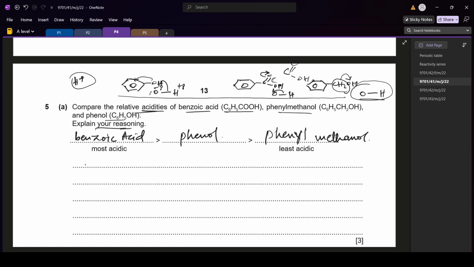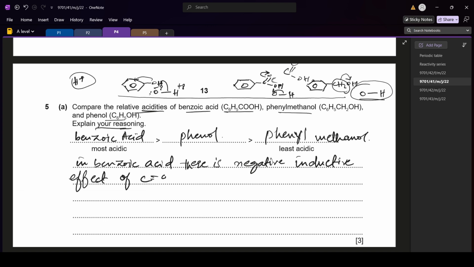And what is the reason? In benzoic acid, there is a negative inductive effect of the carbonyl group, so the OH bond is weakened.